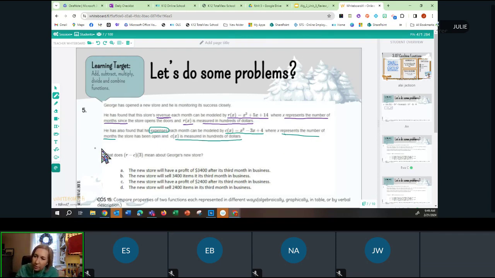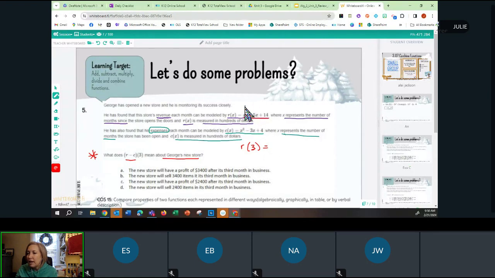So here's where the math part comes in. It says, what does R subtract C of 3 mean about George's store? So this is how I would work the problem. I think it's easier to go ahead and find R of 3. So let's find R of 3, and I'll show you how to do that. You're going to go into your R equation, which is right here.